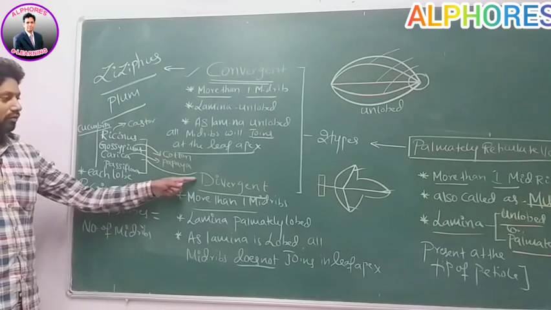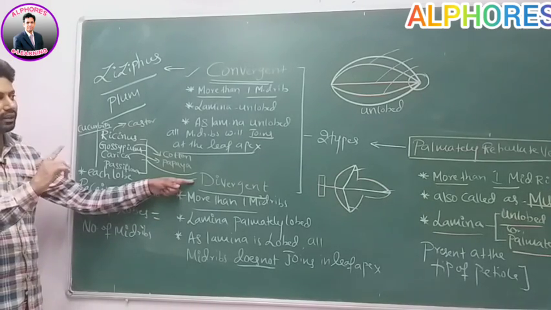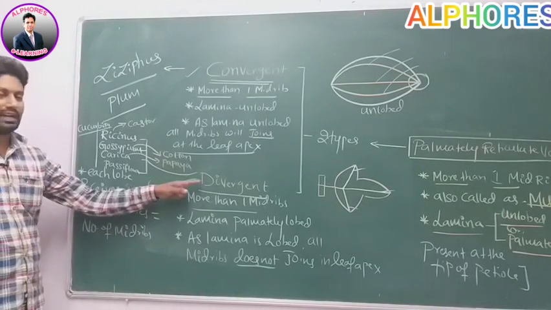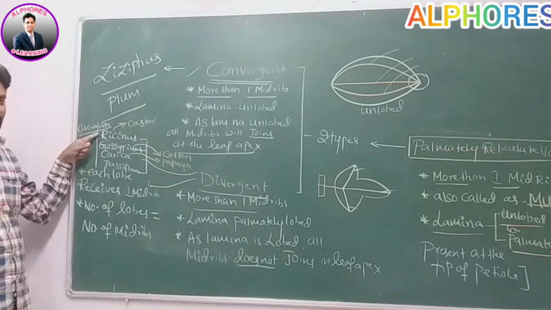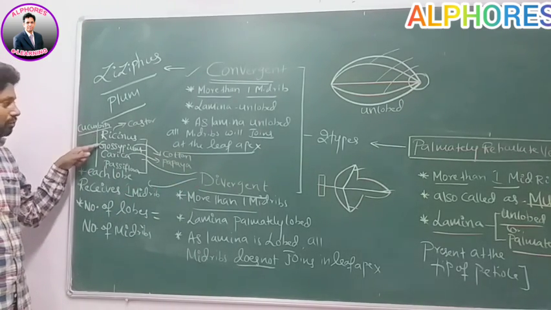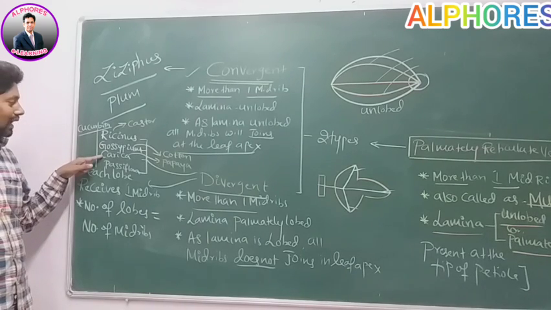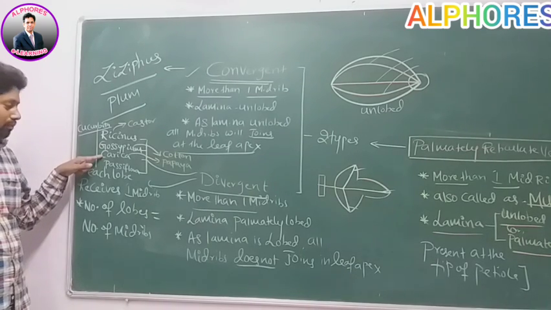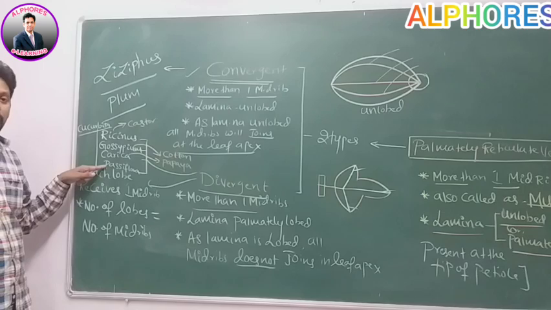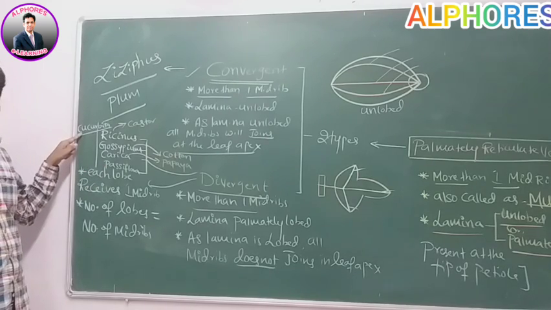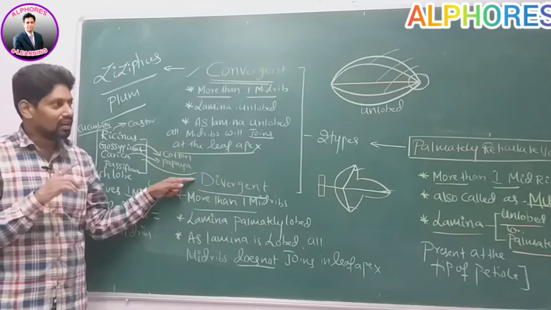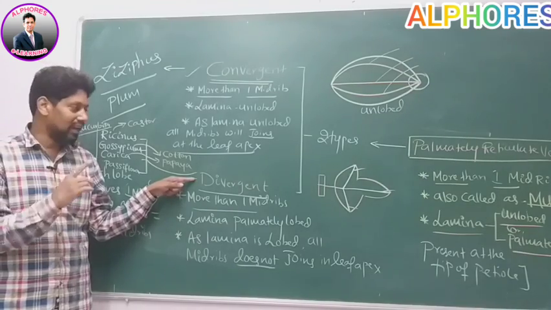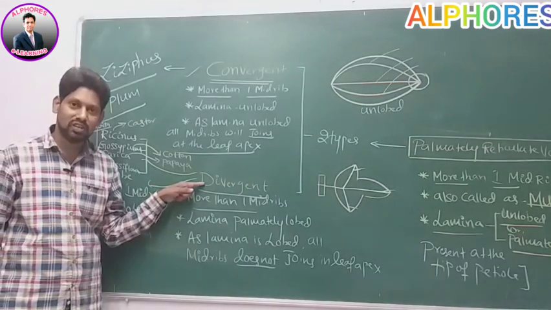Right? Therefore, we are discussing palmately reticulate venation, divergent. Examples: Ricinus, castor; Gossypium, cotton; Carica, papaya plant; Passiflora, passion flower; Cucurbita. Is it okay? All these are examples for palmately reticulate venation, divergent. Is this statement okay?